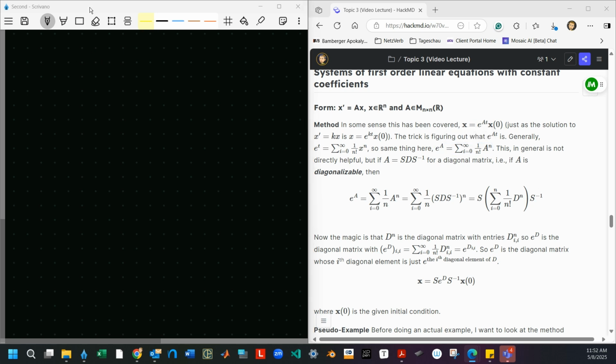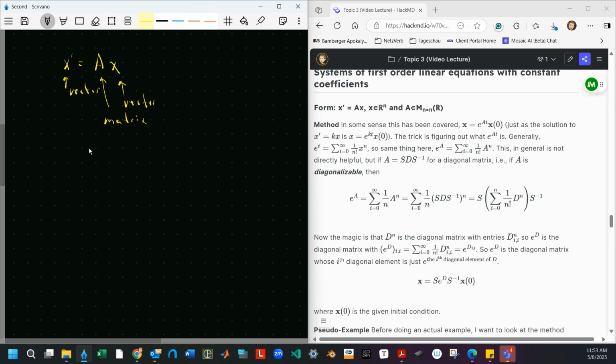So here we're looking at systems. The general form is going to be like this: x prime equals A x, where this is a vector of derivatives, and this is a vector of the functions we're trying to find, and this is a matrix. In this case, the only thing I'm going to discuss is where the matrix entries are all just scalars, so just elements of R, maybe elements of the complex numbers, but in this case, just elements of R.